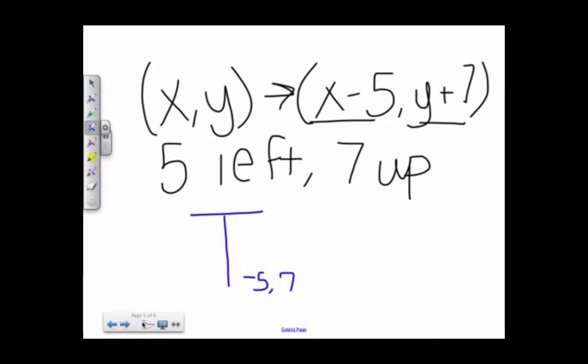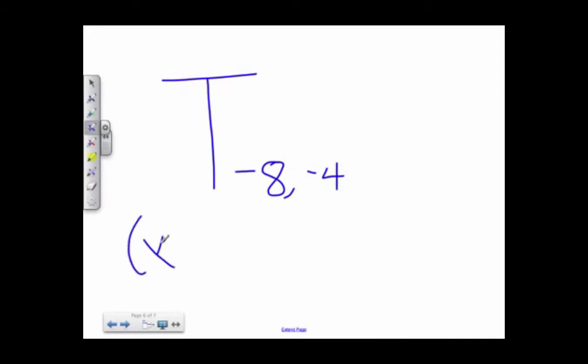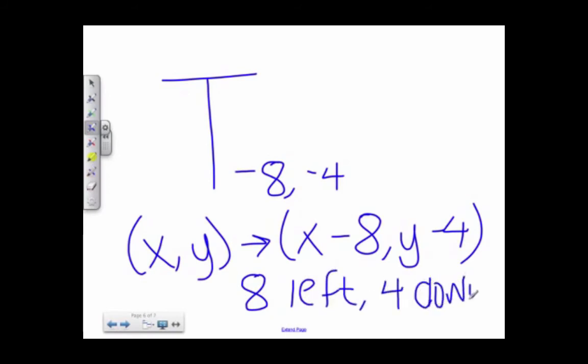Okay, similarly, if I gave you this notation right here, and I told you it was T(negative 8, negative 4), that means that (x, y) will turn into (x minus 8, y minus 4), and that you would be going 8 to the left and 4 down.